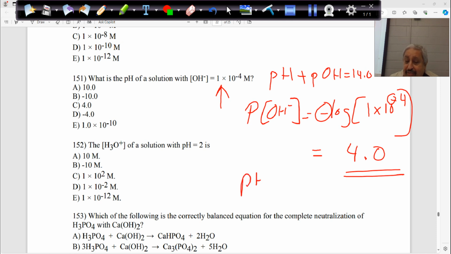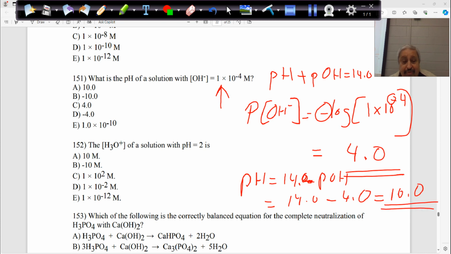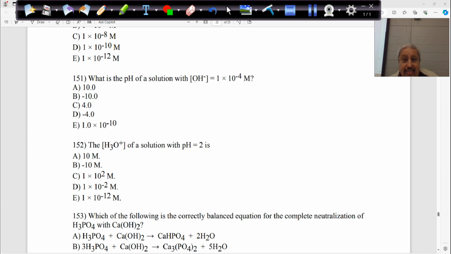So the pH will be then 14 minus the pOH. Put another 0 here for 1 digit. See, it's right, the digit. 14.0 minus 4.0. How much is it? 10.0. Correct? So the answer is 10.0. Which one is it? A. The answer is A. Everybody's following? Okay, good. Excellent. So let's take this one out and look at the other ones. So that's covered.